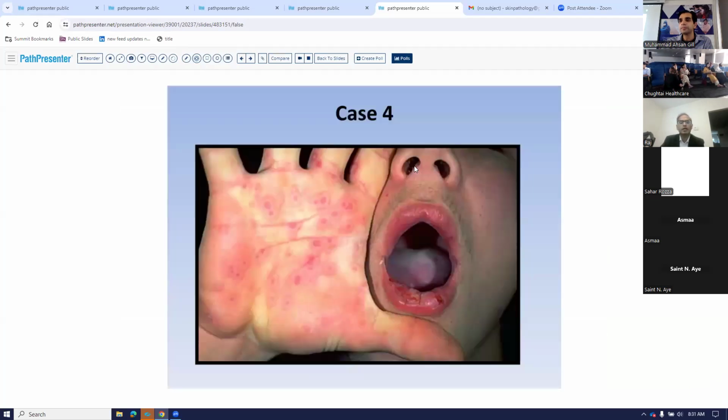Now this is the next reaction pattern, very classic again. Again, this is not going to be biopsied because you see these targetoid lesions here on the palms, and you see this mucosal inflammation here. So when a clinician sees that, they know this is going to be erythema multiforme. So you might get a biopsy that says rule out erythema multiforme.